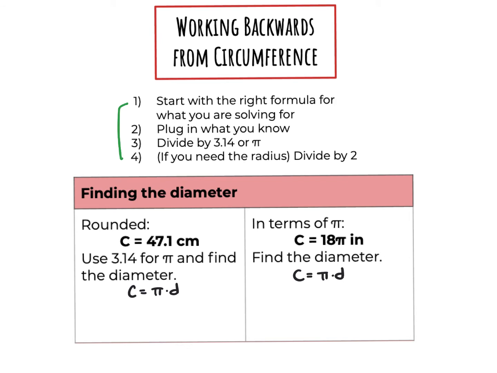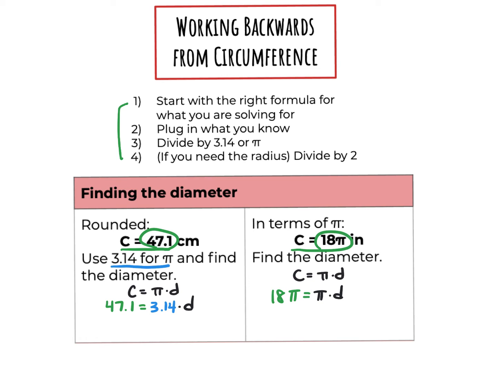Next, we're going to plug in what we know. I am given the circumference, so I'm going to substitute that value in for c in my formula. 47.1 is equal to pi times d. In this next one, I have that c is 18 pi, so again, making that substitution in the formula. Sometimes you're also going to know what pi is, so if it wants you to use 3.14, I'm going to make that substitution as well, and then times d. In this next one, notice it's in terms of pi, so I'm going to leave the pi symbol there. I wouldn't want to use the decimal since the circumference was not in decimal format.